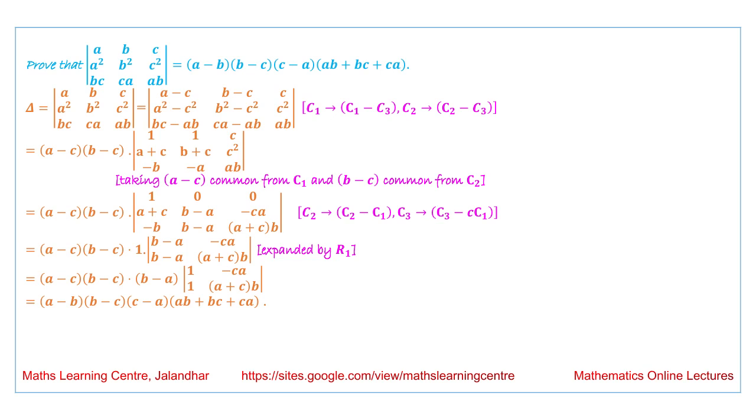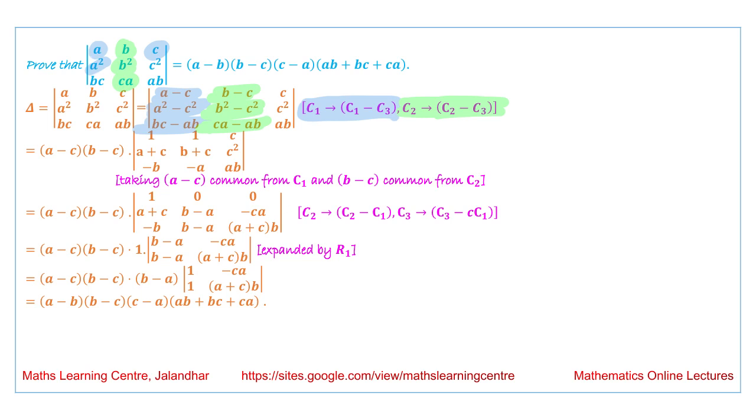Next we are given this determinant. To solve this determinant, we are going to perform the operation column 1 approaches column 1 minus column 3. So column 1 means A and C are there, so we are getting A minus C, A square minus C square, and BC minus AB. And then we are going to perform C2 approaches C2 minus C3. So C2 means we are talking about B, B square and CA. So these are the three terms we are obtaining over here.